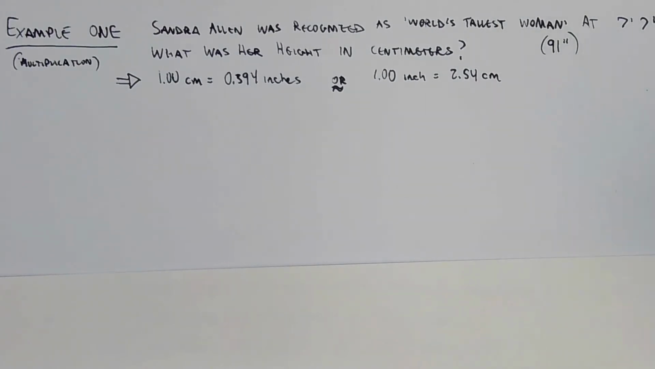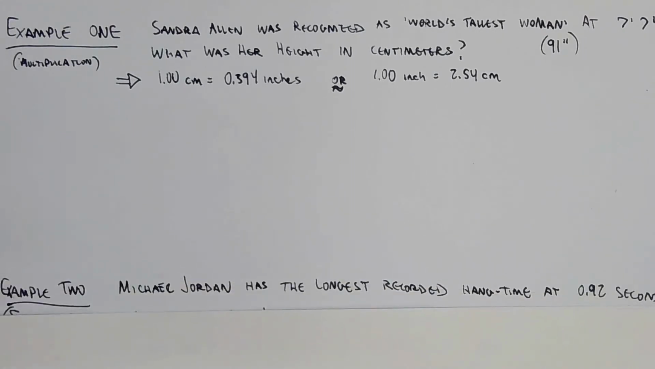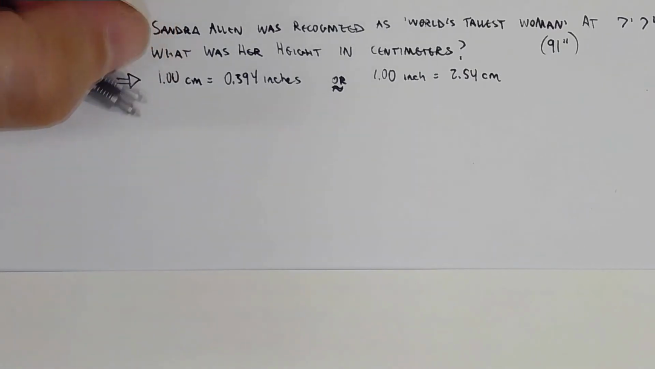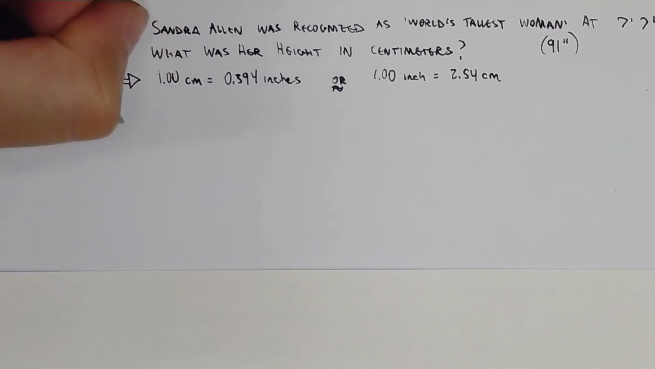So we're interested in her height in centimeters. So when we set this up, there's a couple cosmetic choices you can make too. I'm going to use what I call the multiplication technique for this one. Again, it's the exact same process. It just looks a little bit different. So what we're going to do is start with the information we have. Okay. So we have 91 inches.